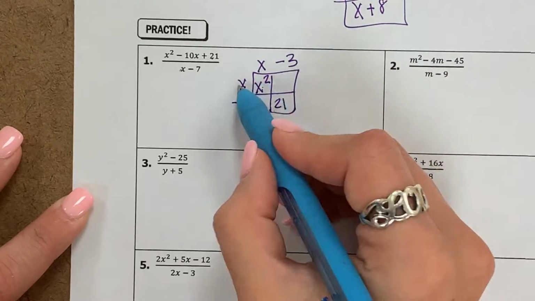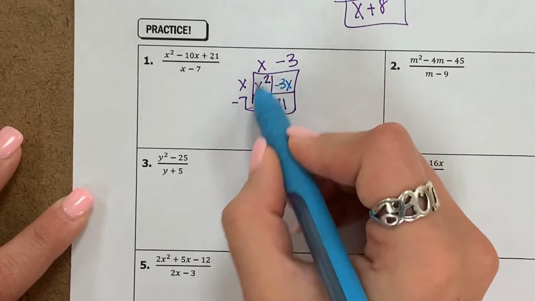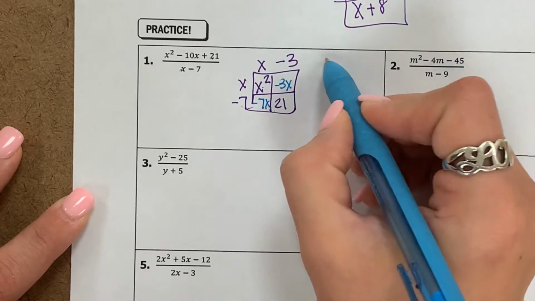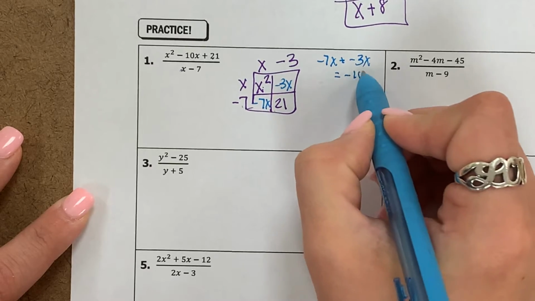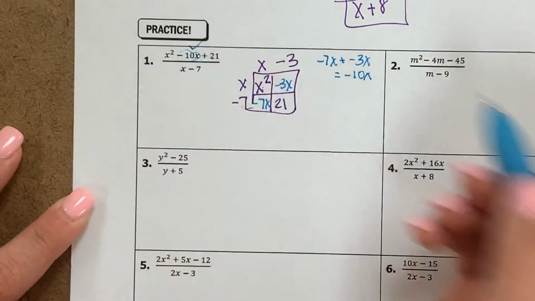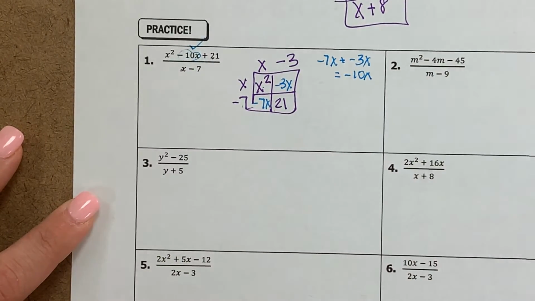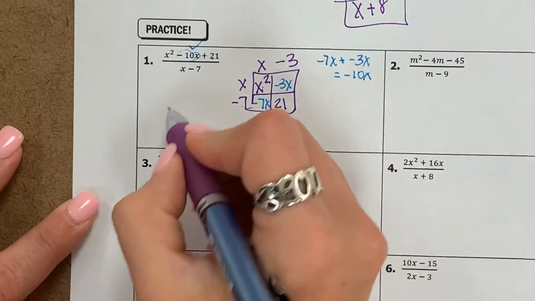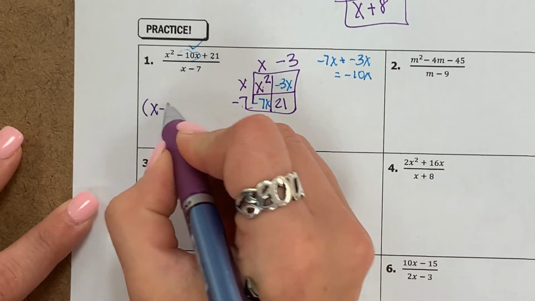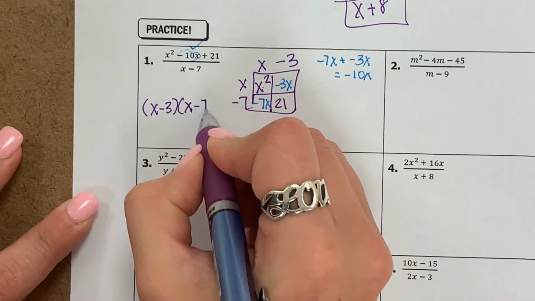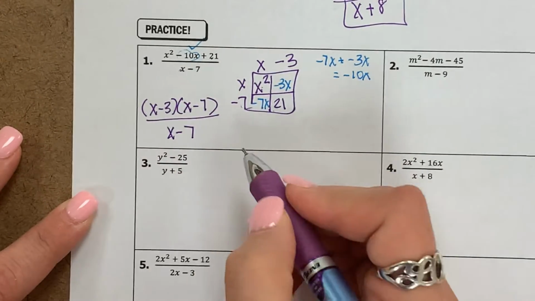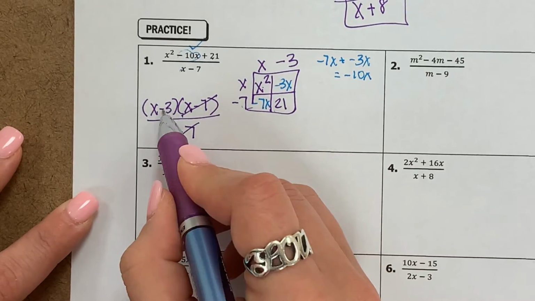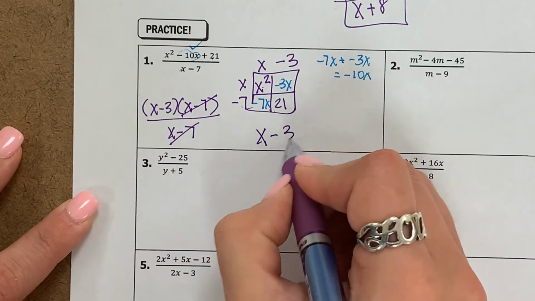Check ourselves. Negative 3 times x. Negative 7 times x. Negative 7x plus negative 3x is negative 10x. Yes, that matches this, so I know I did it correctly. So now we rewrite our two factors. We've got on the top x minus 3, x minus 7. Those come from our sides. The x minus 7 is still on bottom. Find which ones they have in common. X minus 7. The remainder is x minus 3.